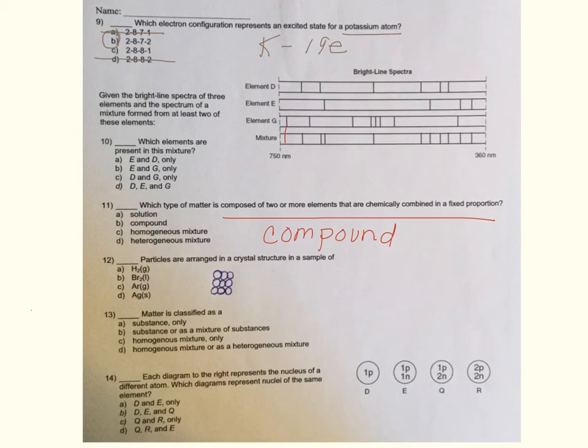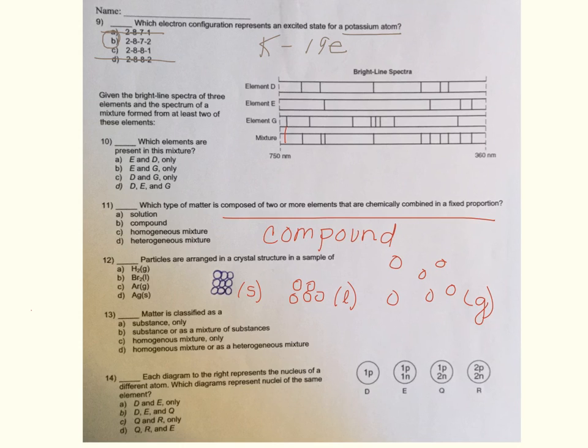Particles arranged in a crystal structure. So I tried to give you an example of that. Anytime you see particles that are close together like this, it means it's a solid. Anytime you see particles a little bit further apart, that means it's a liquid. And anytime they're completely spread out in the space that you're given, that means it's a gas. So this little hint that I drew on the quiz was to help you identify a solid. And of course, the only one that was a solid was D, silver, because it had the S after it.